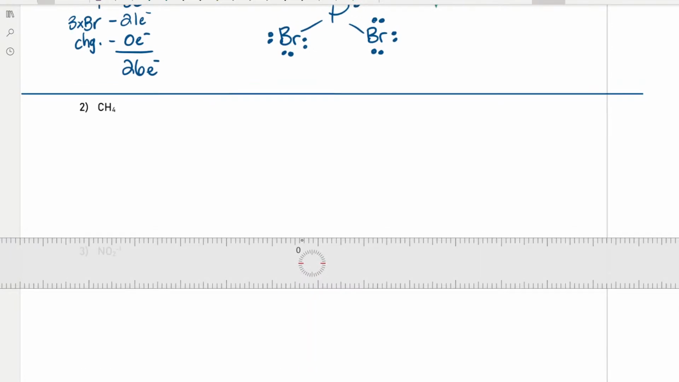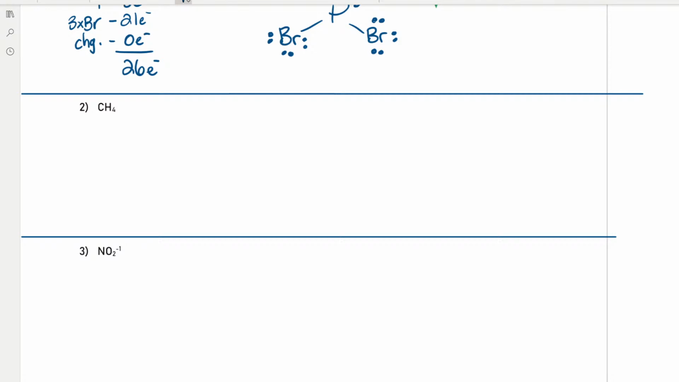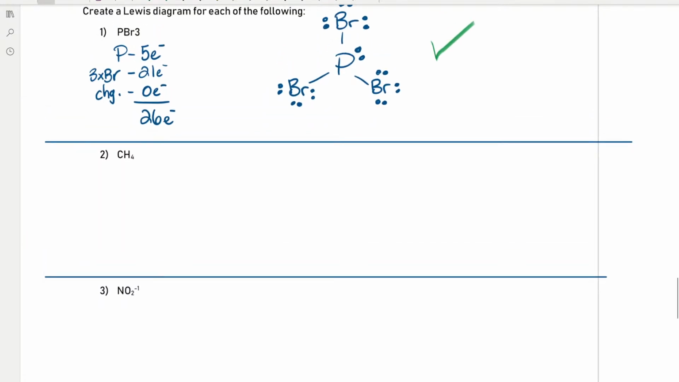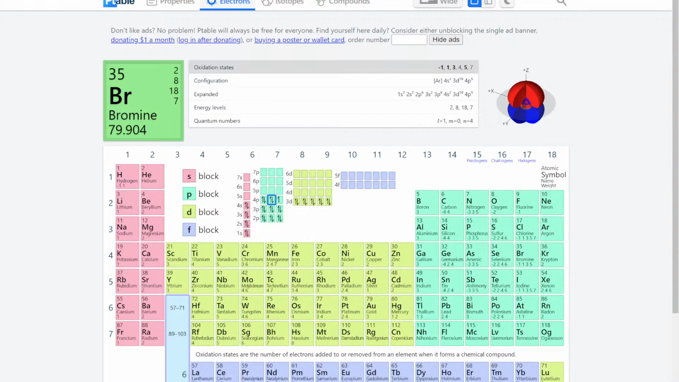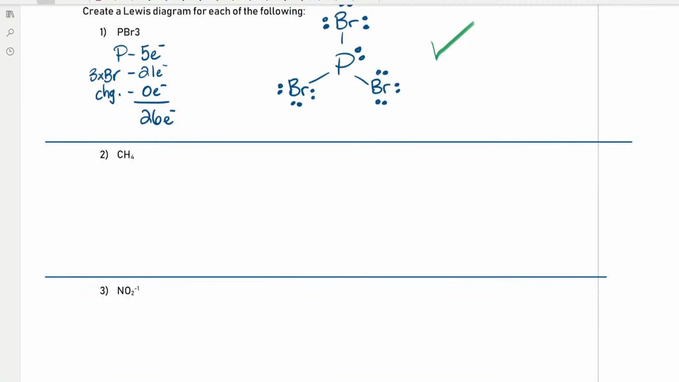This next one's another example like that. We totally could have just followed the old rules. We know that carbon likes to make 4 bonds, hydrogen likes to make 1, but we're still just getting practice. So if we look at carbon, carbon has 4 electrons in its second shell, 2 in the s, 2 in the p. So carbon's going to give us 4 electrons, and hydrogen's going to give us 1 electron each, but since we have 4 of them, it's going to give us 4 electrons for a total of 8.